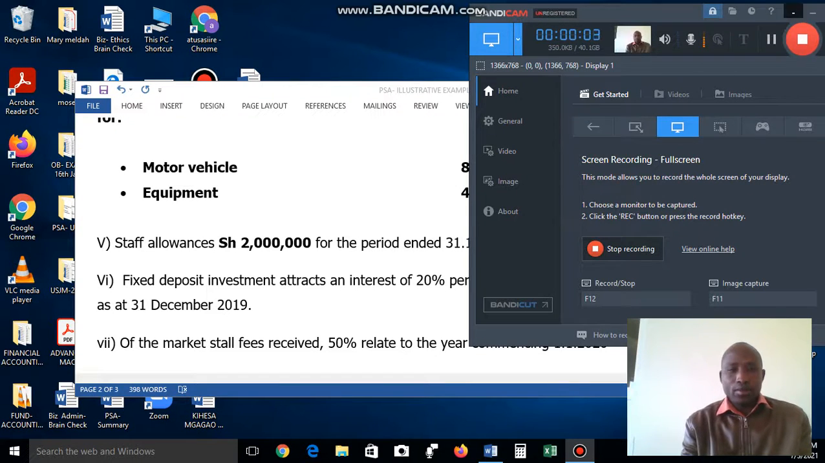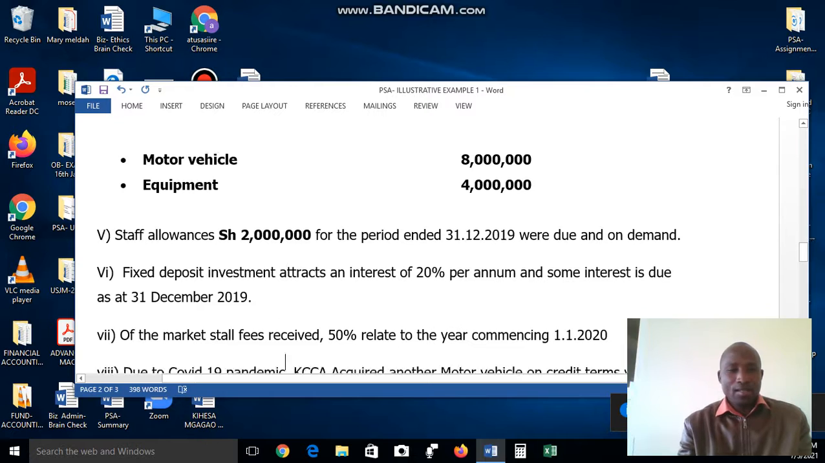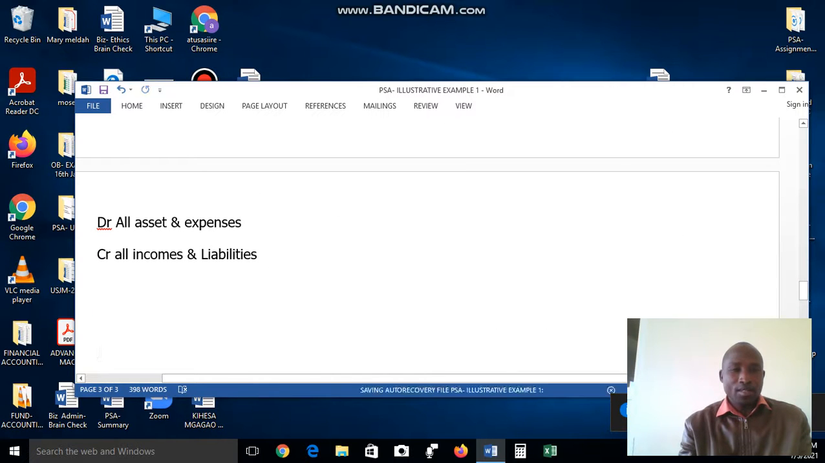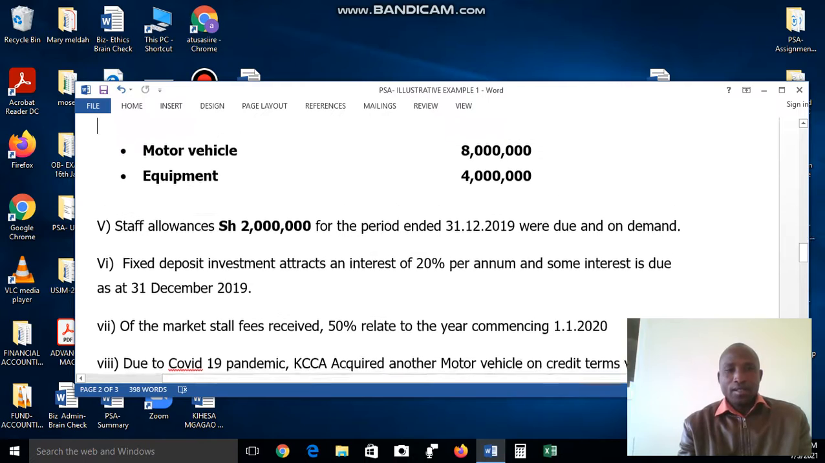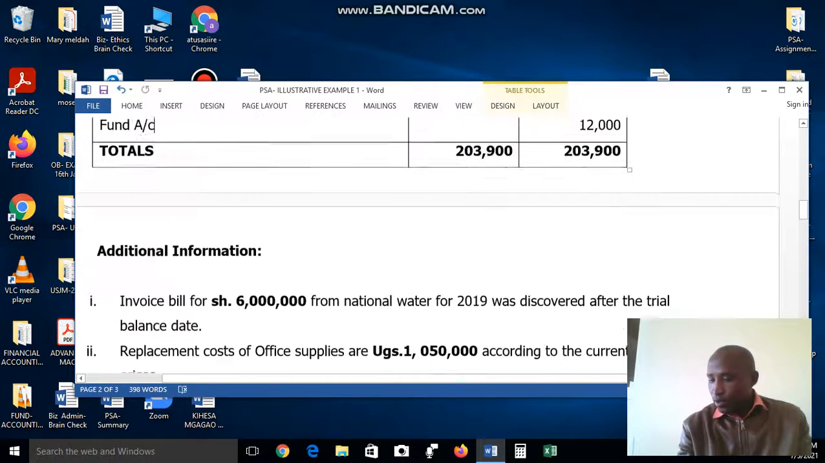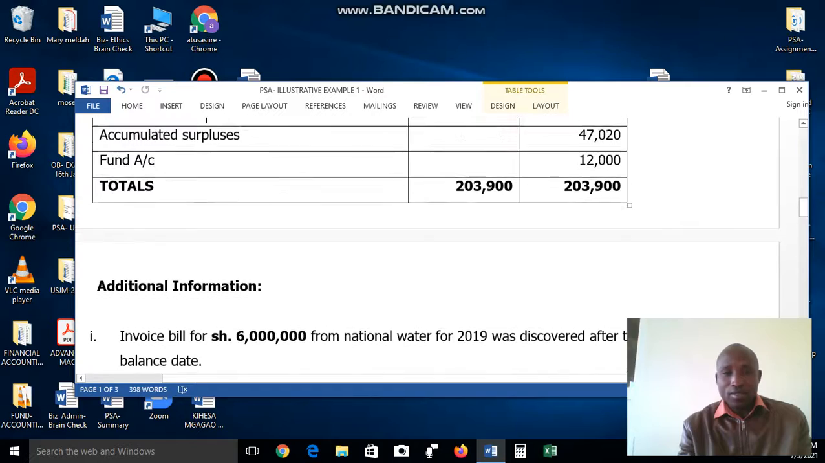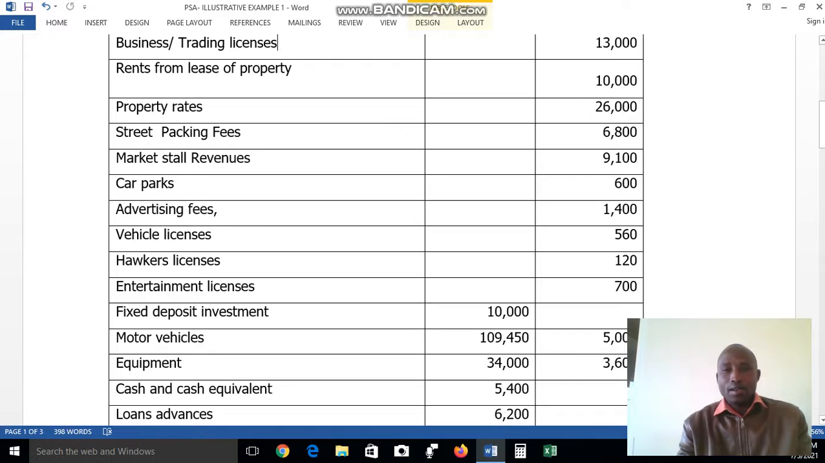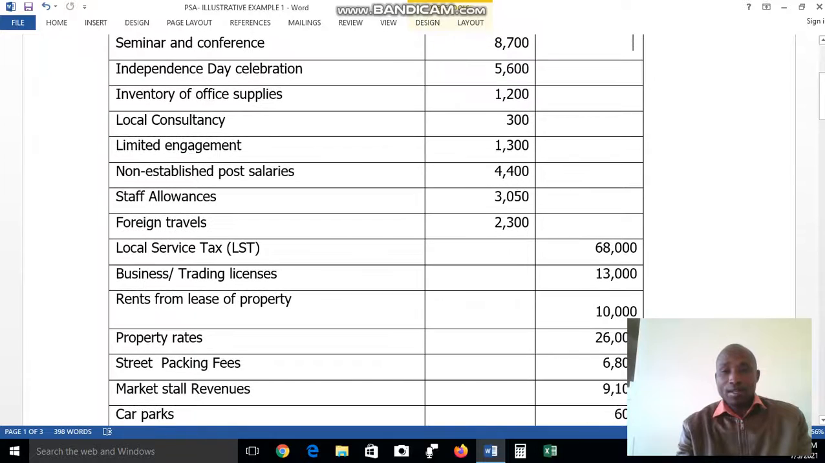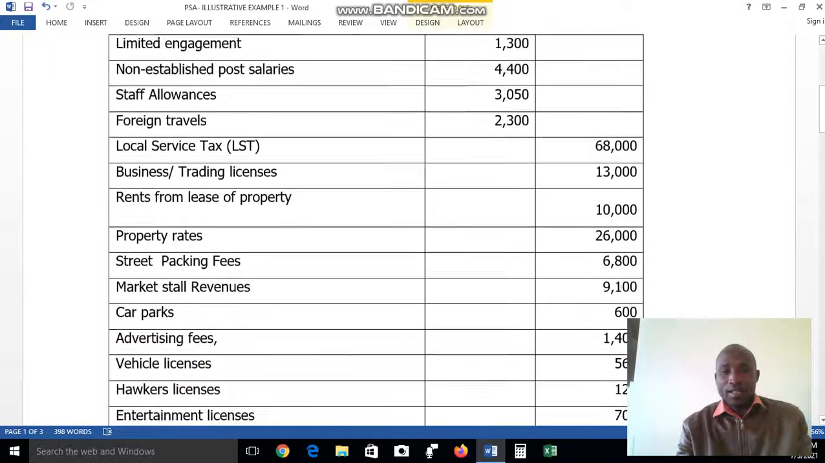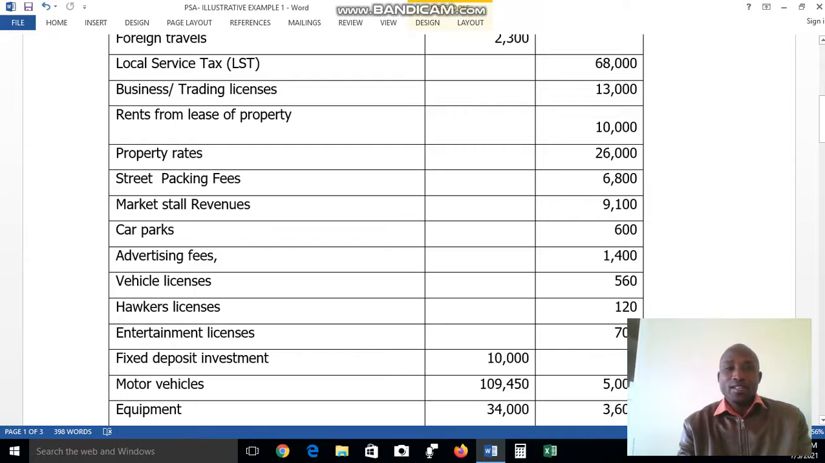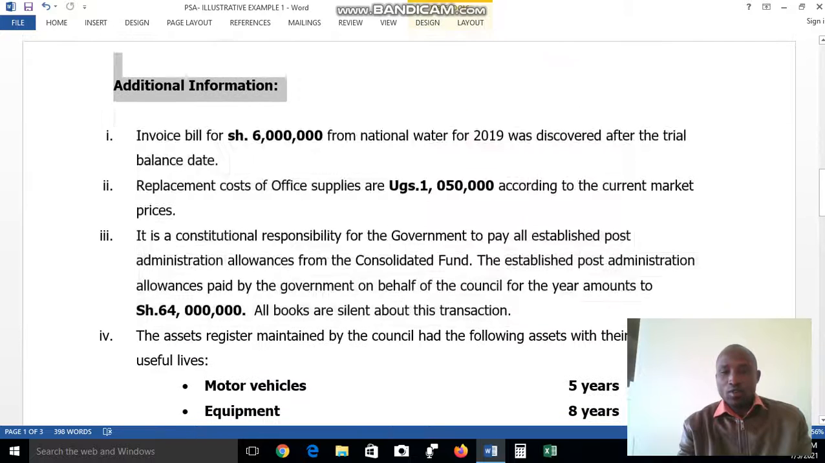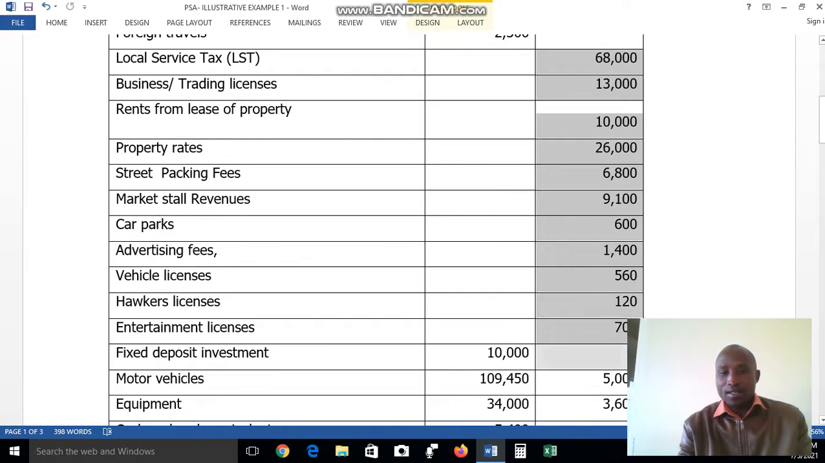Yeah, so we are continuing. We have seen that all assets are on the debit side and all liabilities and incomes on the credit side. Then you have to make a list of all incomes and expenses, meaning that you'll come to this very trial balance of yours, identify incomes and list them down, because we have said that incomes will be on the credit side.